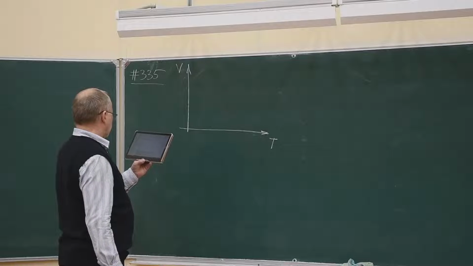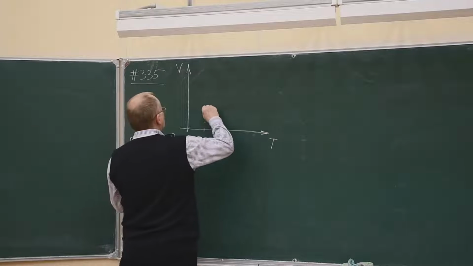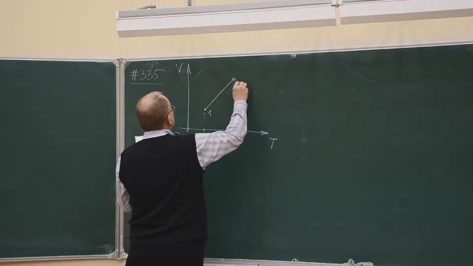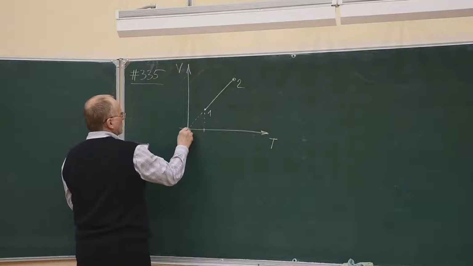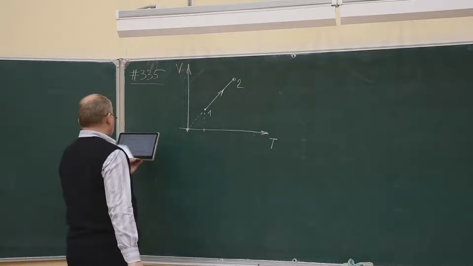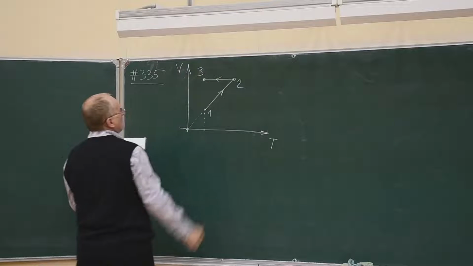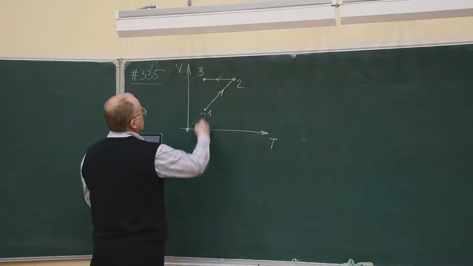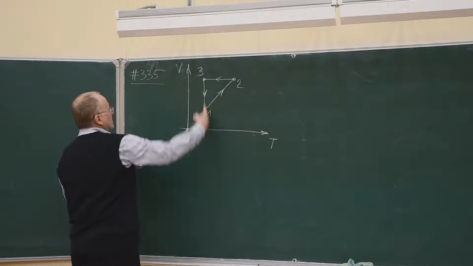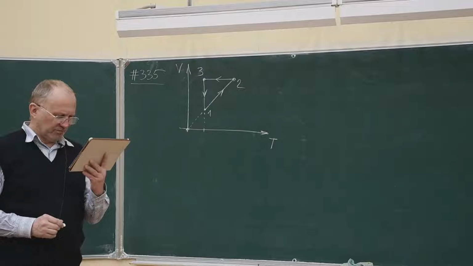And the process is this. At first, the gas expands, increasing its volume from point 1 to point 2. And this line goes through the origin of coordinates. So this is the first process, 1, 2, and then the process is depicted by this line. The temperature of the gas is diminished, and then the gas returns to the original point 1. At constant temperature, the volume is decreased. Such is the diagram of the cycle.